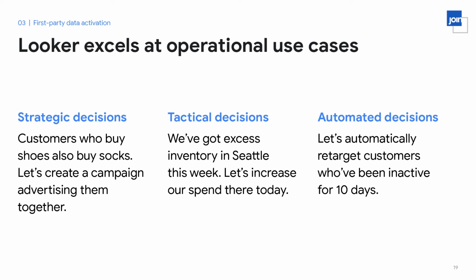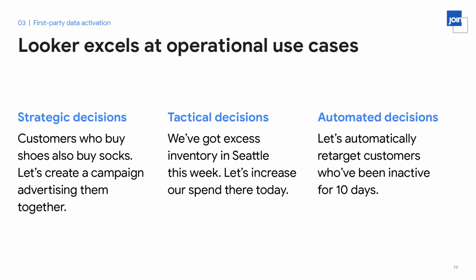I call these operational use cases. Those operational use cases might be for strategic decision making for marketers, like looking at products that are frequently purchased together to inform what images to use in their ads. It could also be used for making tactical marketing decisions, like tracking inventory of seasonal items and increasing ad spend in regions where inventory is high to get those seasonal items out the door before they come out of season.